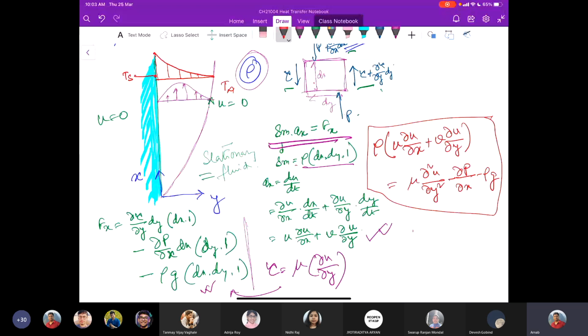And if we apply this equation outside the boundary layer, what do we have to do? The final question, after this we will stop. If we try to apply this equation outside this boundary, that is, in the quiescent or stationary fluid, what will happen? So there u will be 0, so the equation will reduce to del p by del x equal to minus rho g. Absolutely.